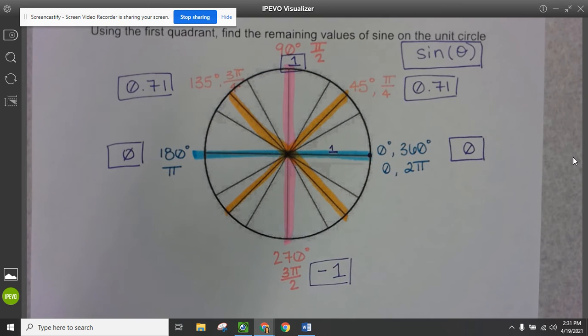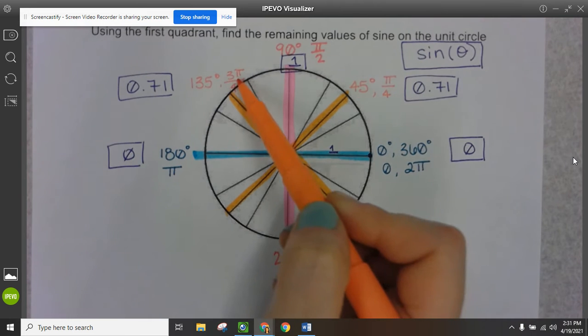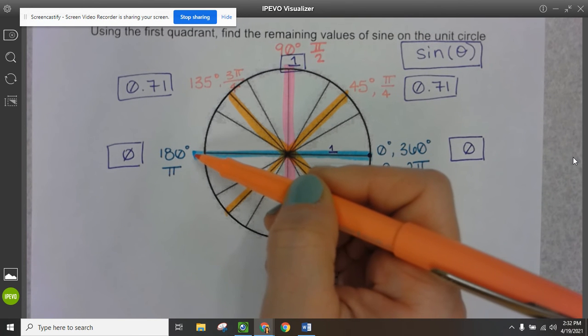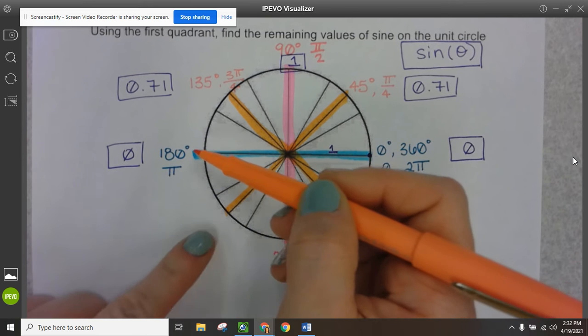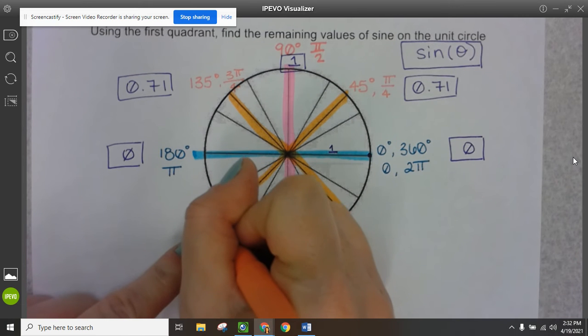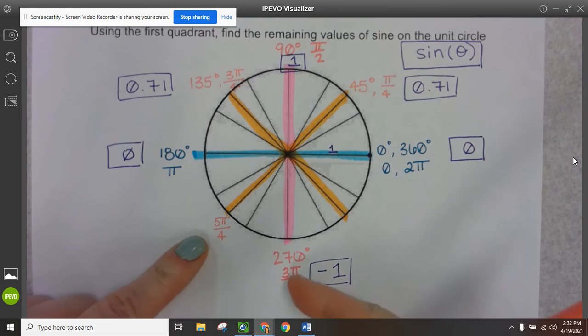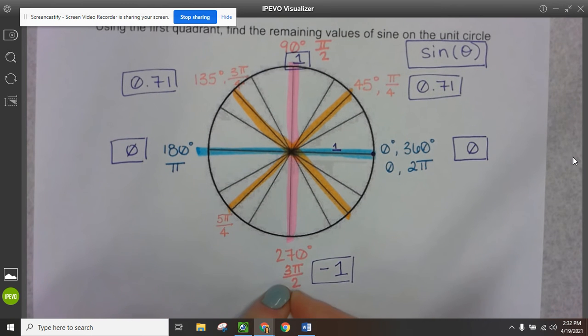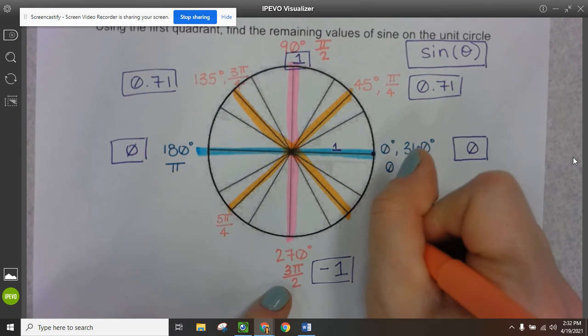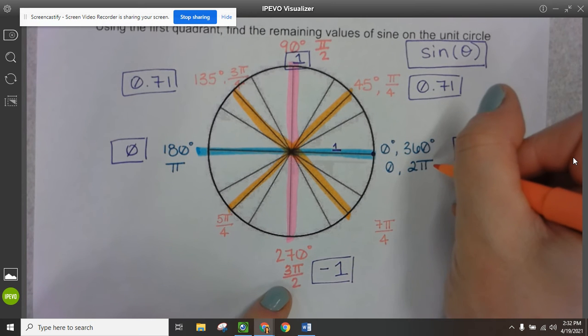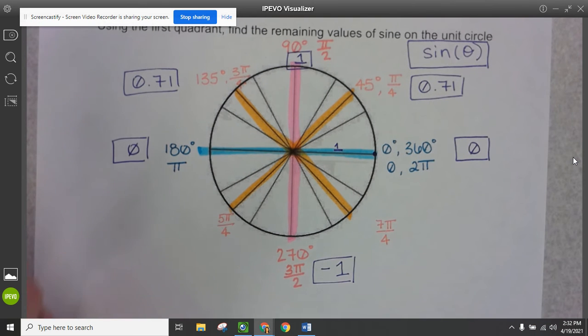And I'm going to keep doing that in my head. So this would be 4 pi over 4s. Well, 4 pi over 4 simplifies to pi, so that still tracks. This down here would be 5 pi over 4. This would be 6 pi over 4, which simplifies to 3 pi over 2. This would be 7 pi over 4, and this would be 8 pi over 4, which does also simplify to 2 pi.